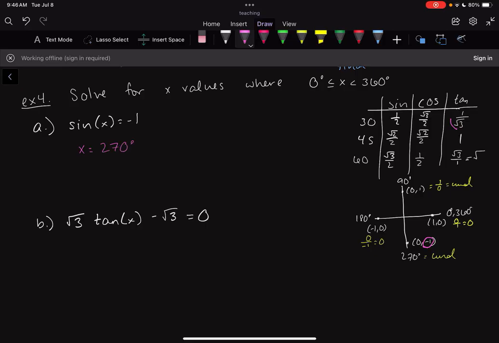And that's it. Now, if it had said for all values of x, it would have been 270 plus 360k. But for this one, we only want values between 0 and 360. We don't want to go any bigger than that. So that's why we don't have to add the whole k thing. So be careful there. In radians, that would be 3 pi over 2.